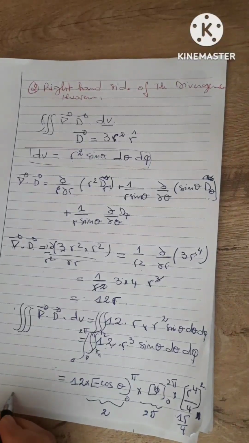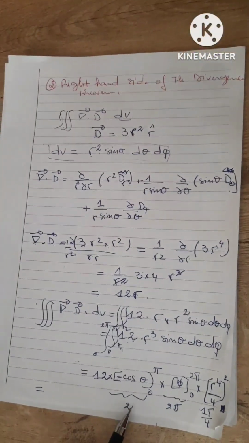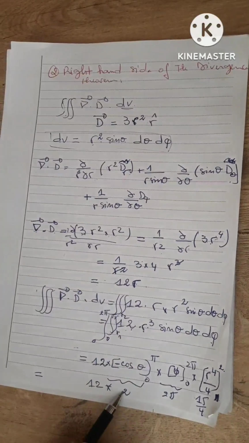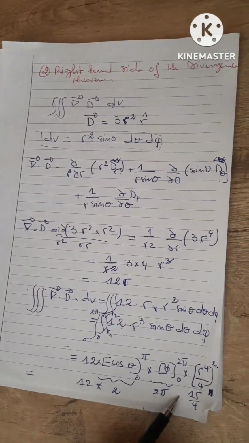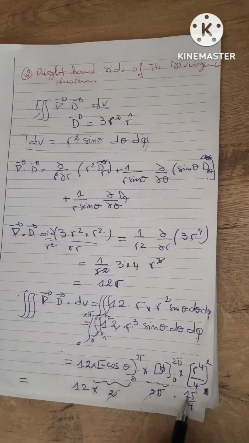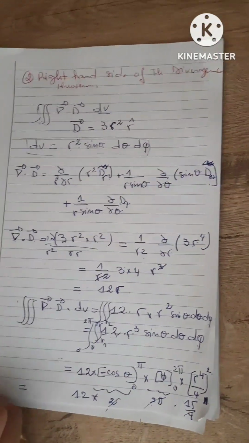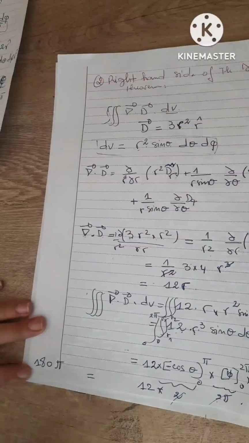So the result is 12 times 2 times 2 pi times 15 over 4. 15 times 12 is 180 pi. So we have the same result.